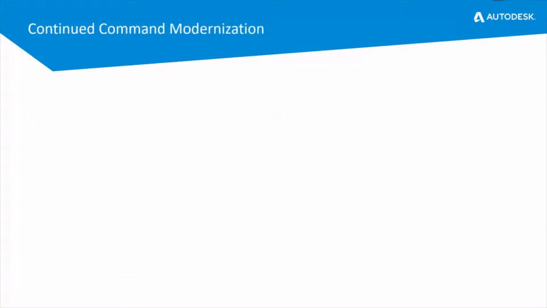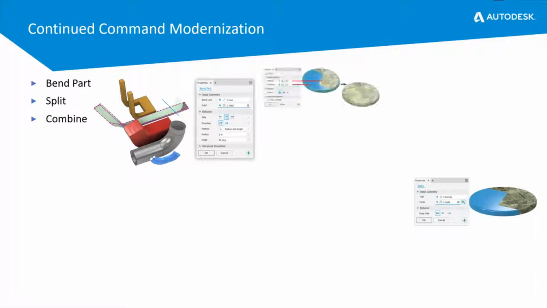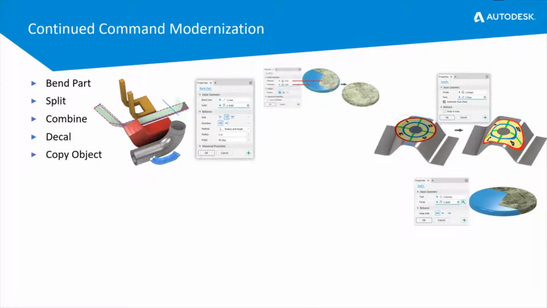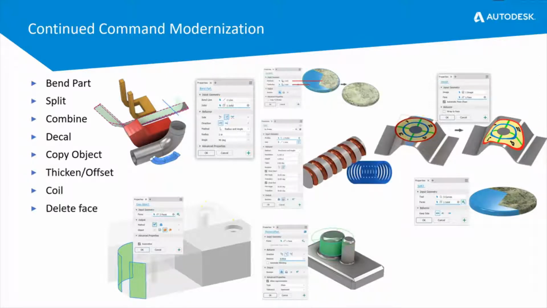Let's have a look at the continued command modernization. With the introduction of the Hole tool in 2018, we saw a move to the panel interface, and a bunch of tools have now been added to this, like bend part, the split command, combine, decals, copy object, thicken offset, coil, and delete face.